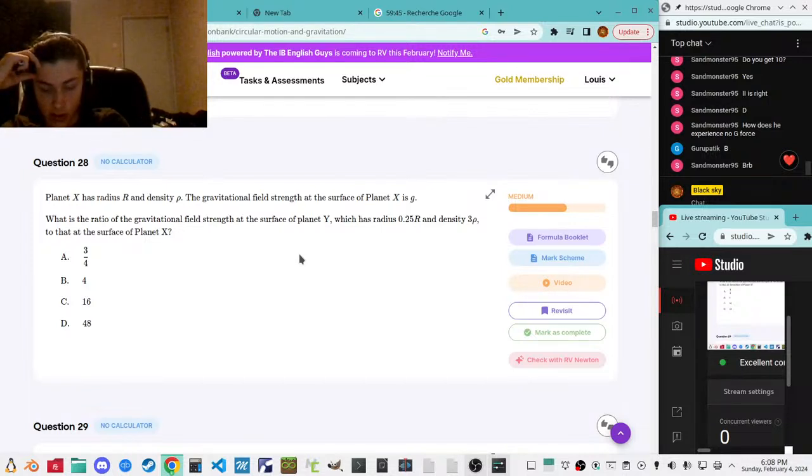So the radius is this. So what do we want? Gravitational field strength. So we're going to use the GM divided by r squared equation. So 0.25 is going to be squared. And M. Now we need to figure out M.